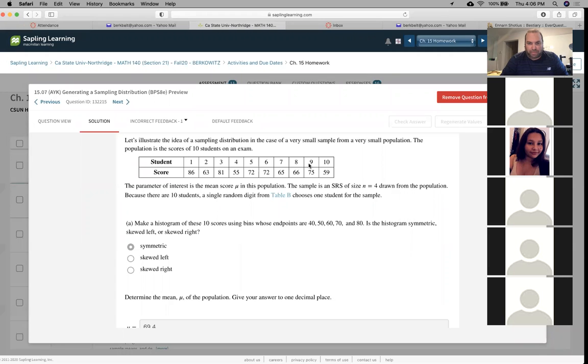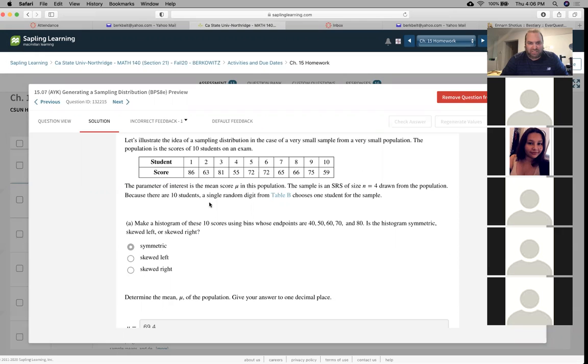Now, because my sample size is so small, the only time I know that this will be a normal sampling distribution is if the original one is normal. But with only 10 scores, it's very hard to determine whether or not it's normal. So let's see what they want us to do here.